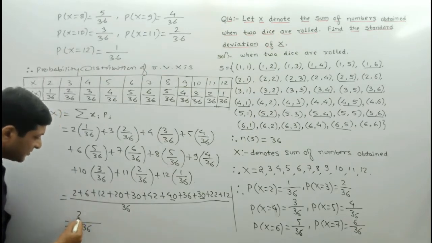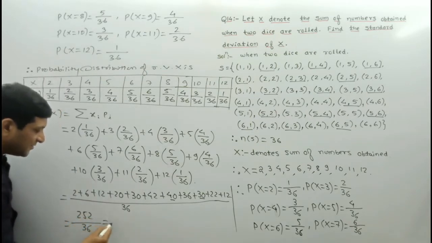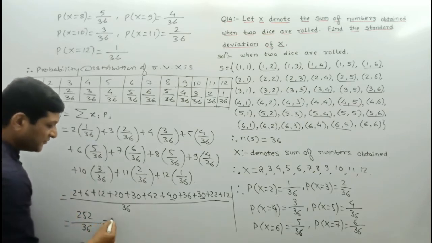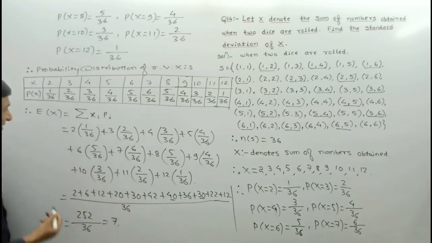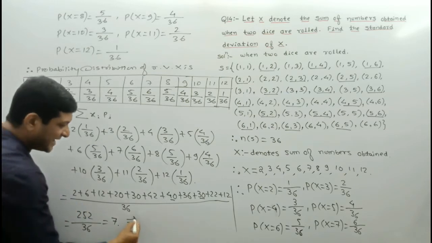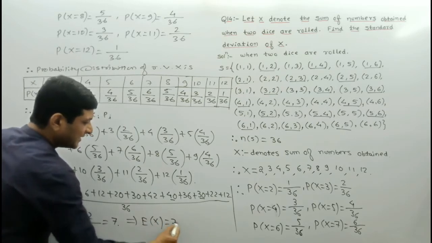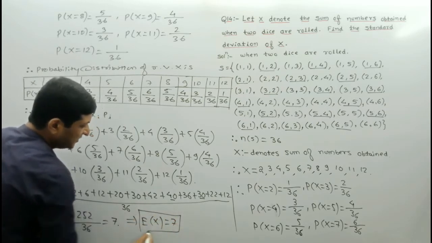So here we will get 252, and hope all of you know the table of 36, 36 sevens are 252, means what value of E of X we are getting here? 7. So this implies that E of X is equal to 7. In this way we have got the value of E of X.